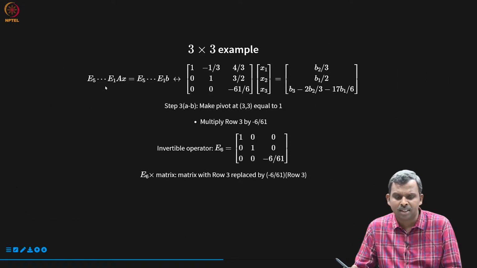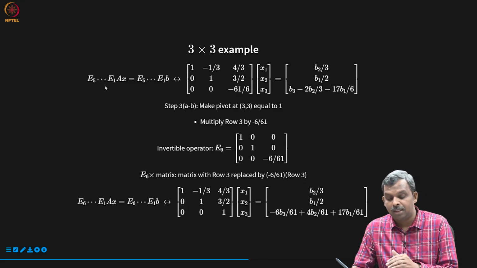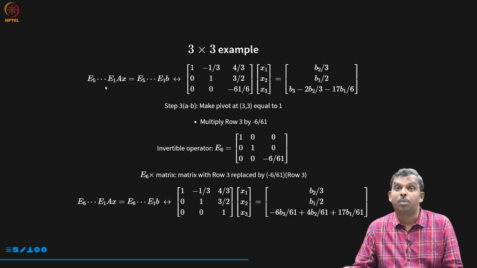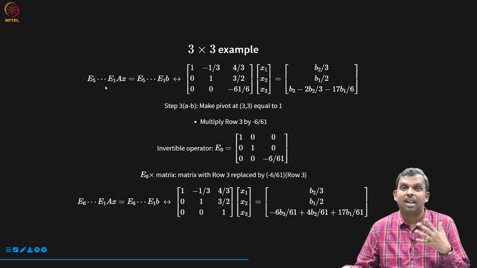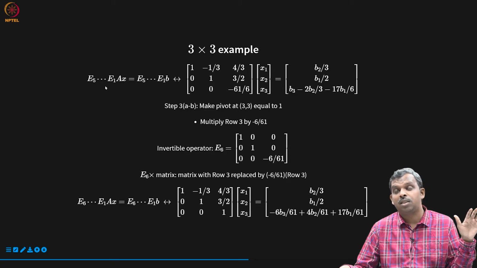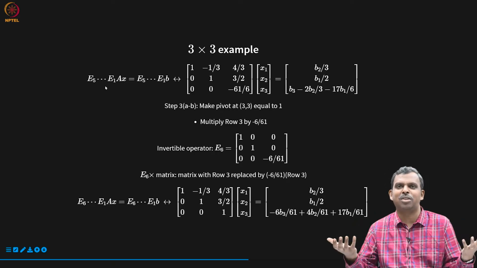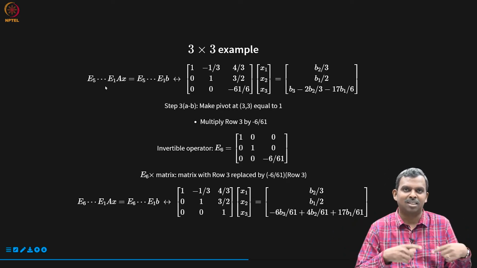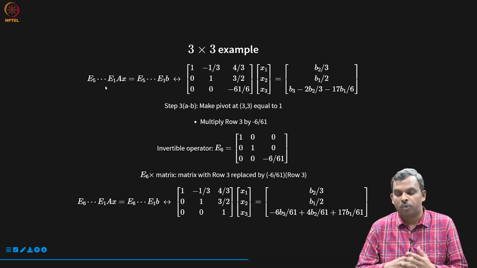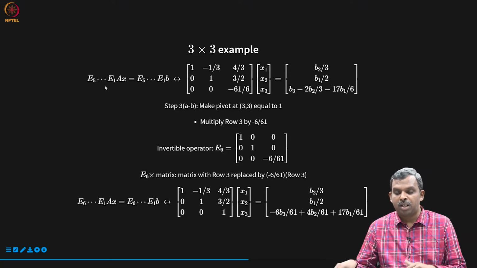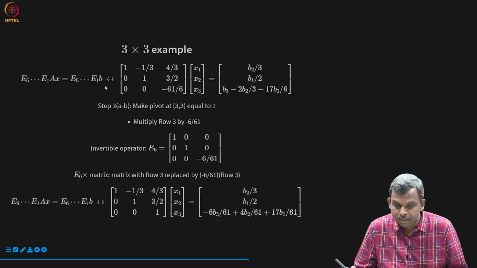I know how to take care of that. I will make the pivot at 3 comma 3 1 by multiplying by minus 6 by 61, and I know the operator for that. I know the final form, and look at the final form that we got, right? It is exactly like before: 1 0 0, minus 1 by 3 1 0, 4 by 3 3 by 2 1, and we accomplished it by doing a series of invertible operations. Composing invertible operators one after the other, everything is invertible, right? So you can go back easily from one to the other. So we have not lost anything, and from the original equation we have come to this really simplified form.